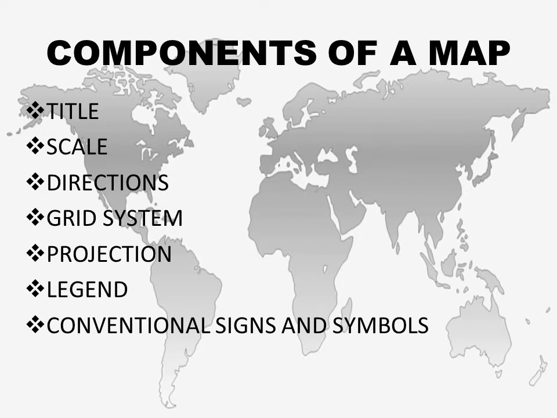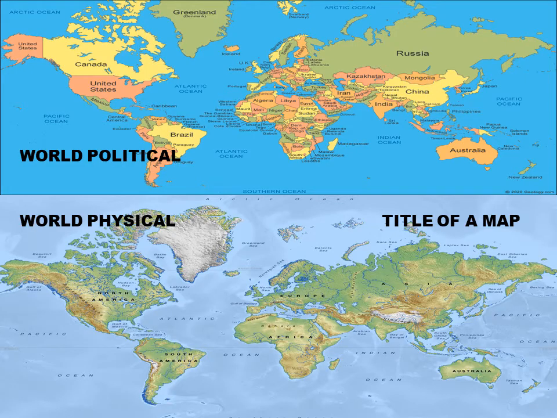A map should include the following components. They are the title, the scale, the directions, the grid system, the projection, the legend, and the conventional signs and symbols. Title. It indicates the purpose or the theme of the map, whether it's a political or a physical.